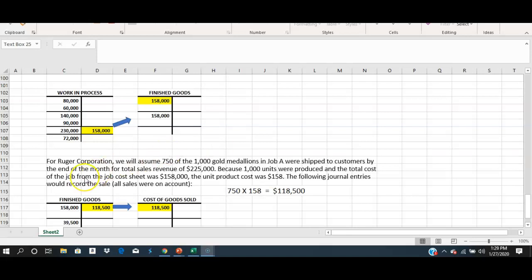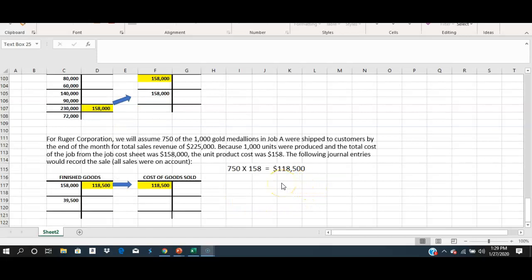Now, assume that we sold 750 medallions in the month of April. So by the end of April, we actually sold 750 of those gold medallions. Remember, the cost to make them is $158 per medallion. So if you take the number sold times the cost per medallion, that gives you a total cost of $118,500, which is known as your cost of goods sold.